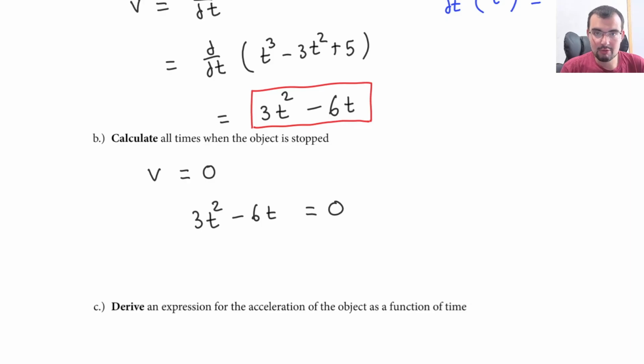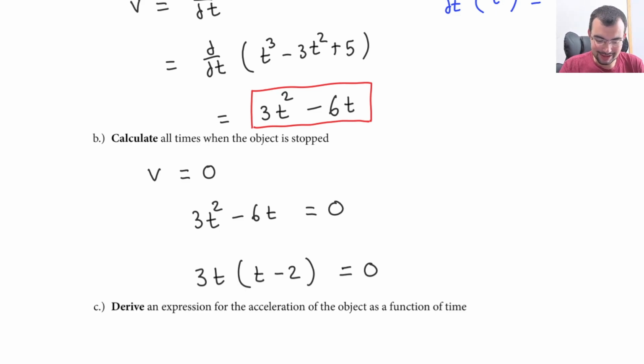And of course, I wrote this, so it's going to be some sort of easy factoring and not the quadratic formula. So everybody has 3, and everybody has t. So if I take out 3t from the first term, I'm just left with t. And if I take out 3t from the second term, I'm left with minus 2. And this is just a product property.